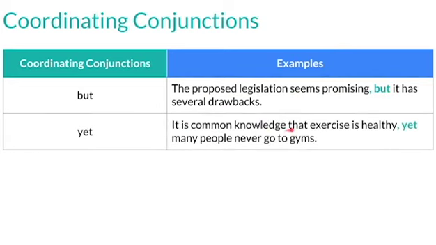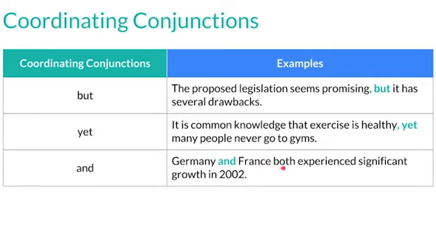It is common knowledge that exercise is healthy, yet many people never go to the gyms. Germany and France both experienced significant growth in 2002. Now what I want you to notice with this sentence is that we don't have a comma here. Why is that? Well, we don't use a comma when we use a coordinating conjunction like and to join words or phrases together. You'll notice that the coordinating conjunction and is simply connecting two words together. In this case, the two words are Germany and France.